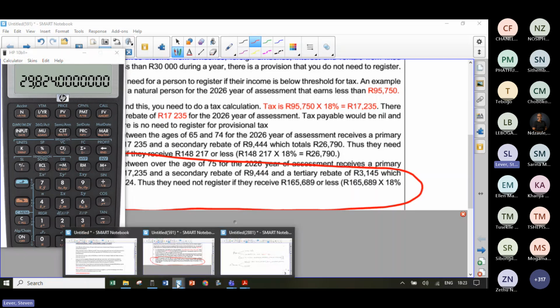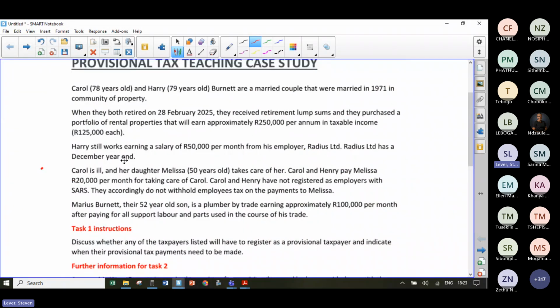So let's practically apply this and let's just discuss it. It says when both of them retired, they received retirement lump sums and they purchased a portfolio of rental properties that will earn 250 per annum, 125 each. Why is it 125 each? They're a couple that were married in community of property. So each one of them gets 125. It says Harry still works, earning a salary of 50 a month from his employer Radius Limited. Radius has a December year end.